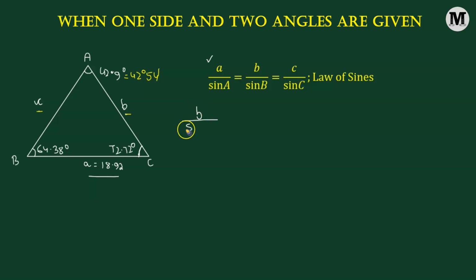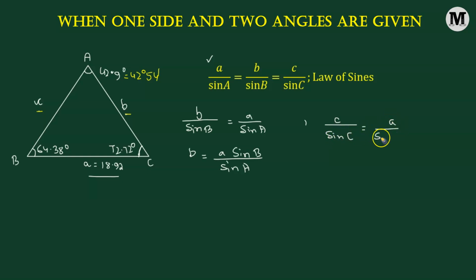We have b over sine of angle B equals a over sine of angle A. So this helps us obtain the value of b. So b is simply a times sine of angle B divided by sine of angle A. And then we'll have another equation, c over sine of angle C equals a over sine of angle A. So c is equal to a times sine of angle C divided by sine of angle A.